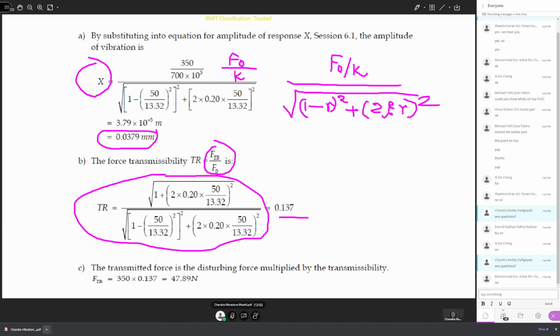How much of the force is transmitted? The magnitude of the force is 350 newtons, so multiply with this 0.137. That means out of the 350 newtons of force, the amount of force transmitted through the system is about 47.9 newtons. Is that clear, guys? Any questions?